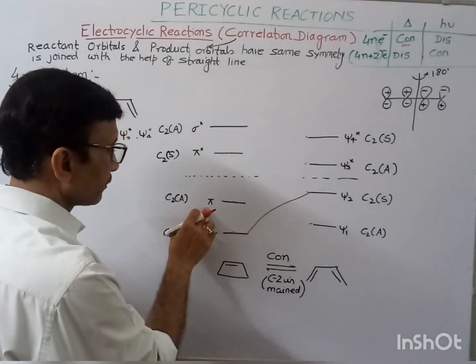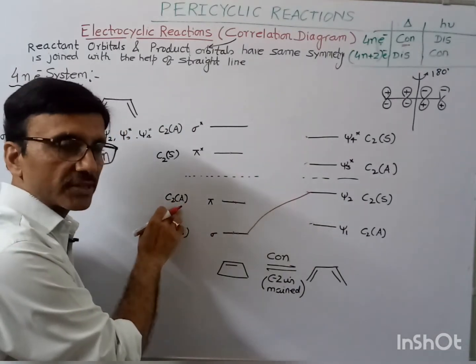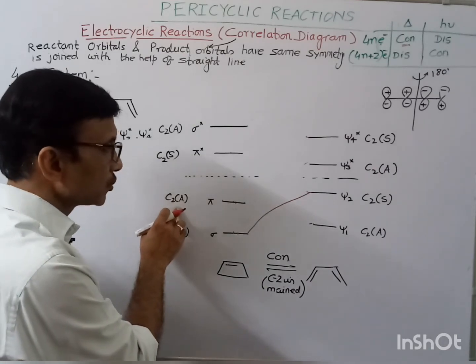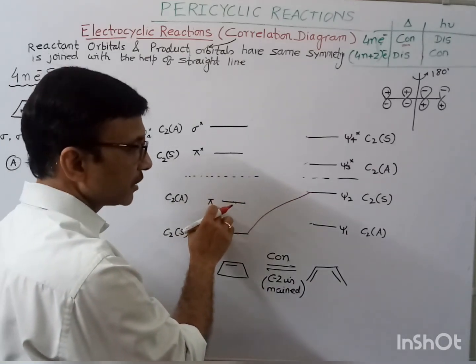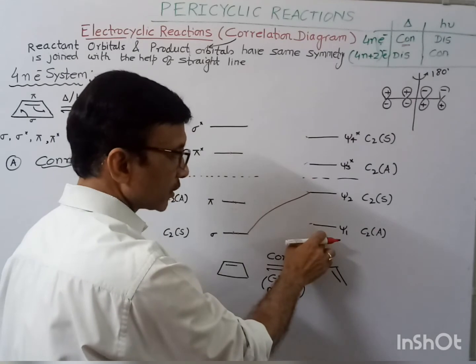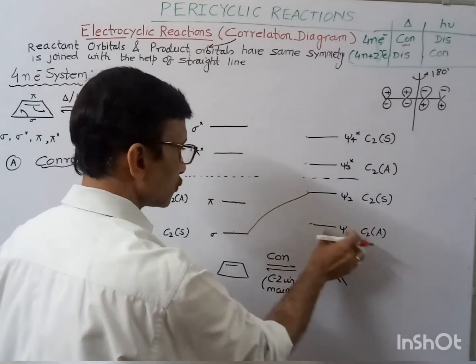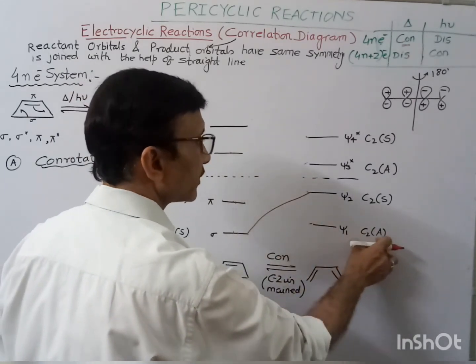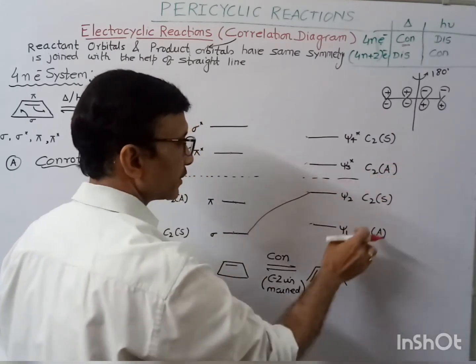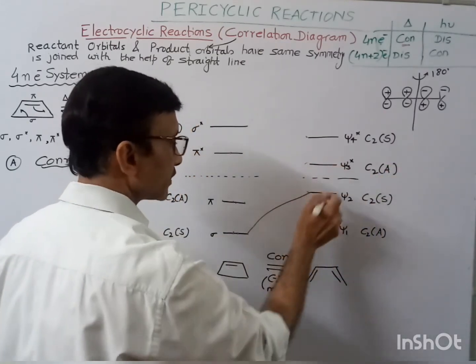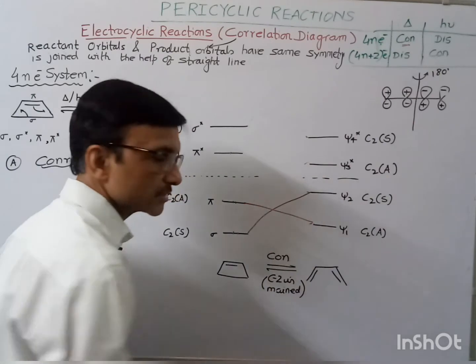Now pi is antisymmetric with respect to C2. So we should join this pi with the product molecular orbital which is antisymmetric. You will see that this is antisymmetric, this is also antisymmetric, but this is of lower energy and this is of higher energy. That's why I should join like this.